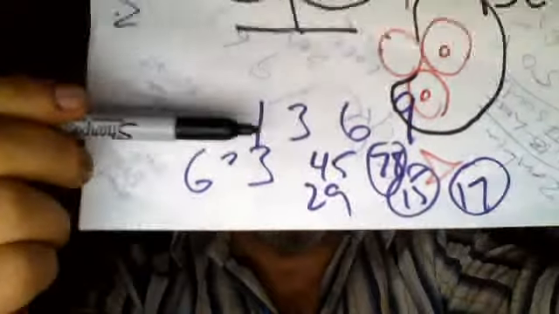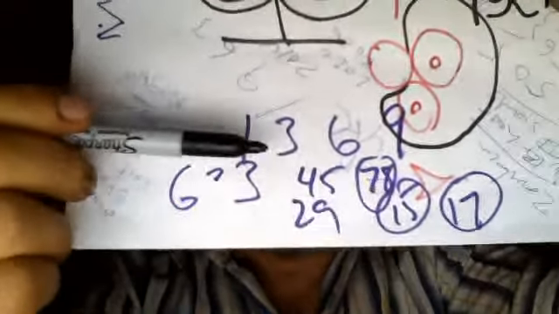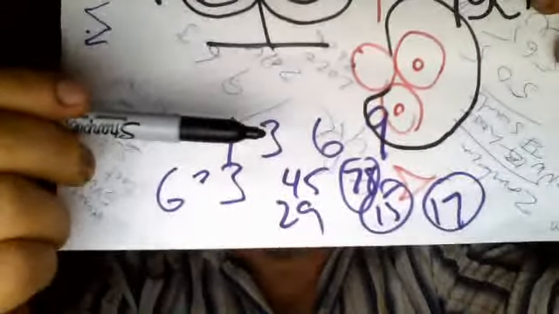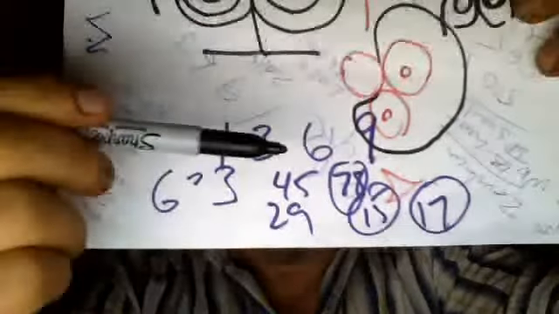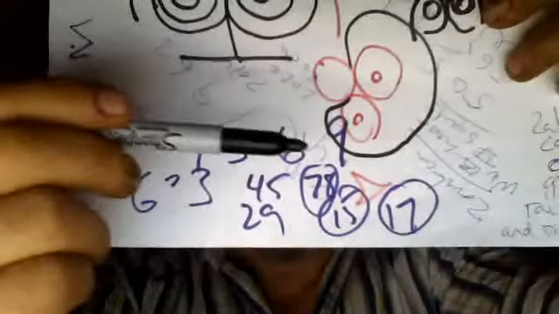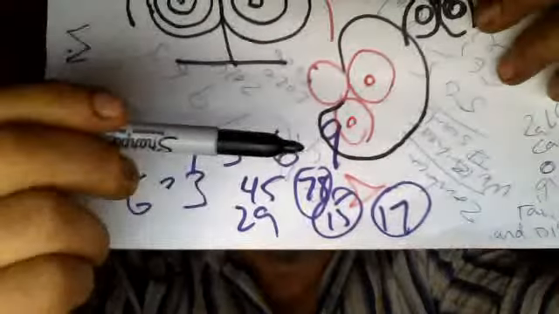The other thing I want to show you is 1963. Okay, in between 3 and 6, in between 1 and 3 is a 2. In between 3 and 6 is a 4 and 5. 245, 254, the Twin Towers went down. 2, 9. Between 7 and 8, between 6 and 9 is 7 and 8.